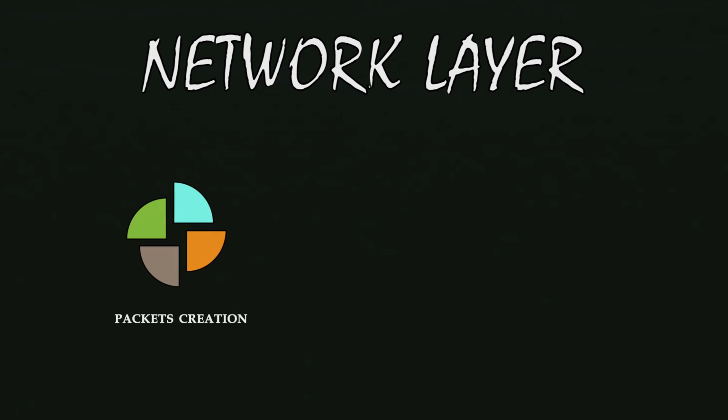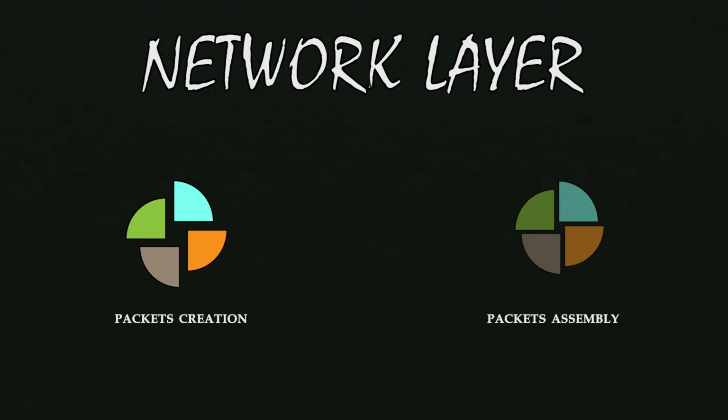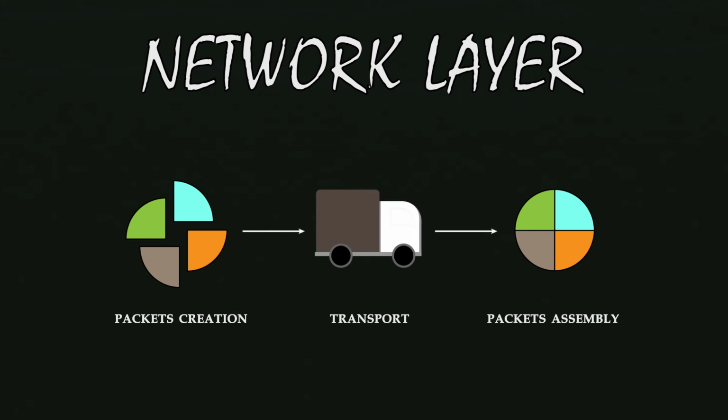This layer is responsible for delivering data between 2 different networks. It involves breaking up segments from the transport layer into smaller units called packets on the sender's device, and then reassembling them on the receiver's device. This layer also helps find the best path for the data to reach its final destination, also known as routing.